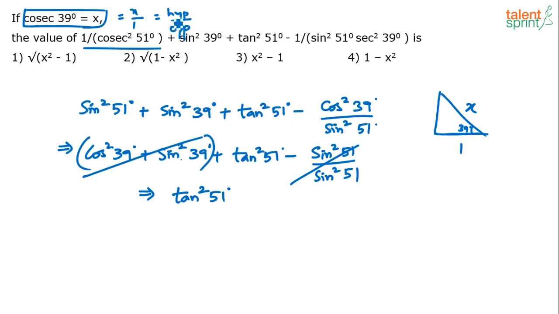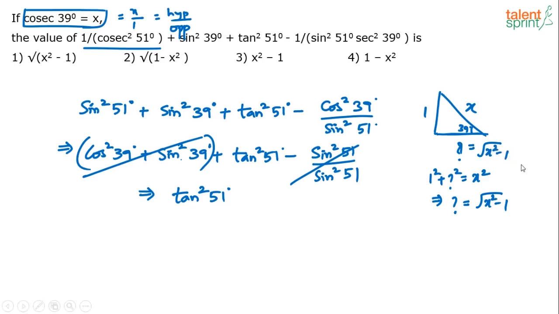Yes or no? Cosecant theta is hypotenuse by opposite. So hypotenuse is x, opposite is 1. So what should this be? Evaluate this. We know that 1 square plus question mark square equals x square. So the question mark comes out to be root over x square minus 1.